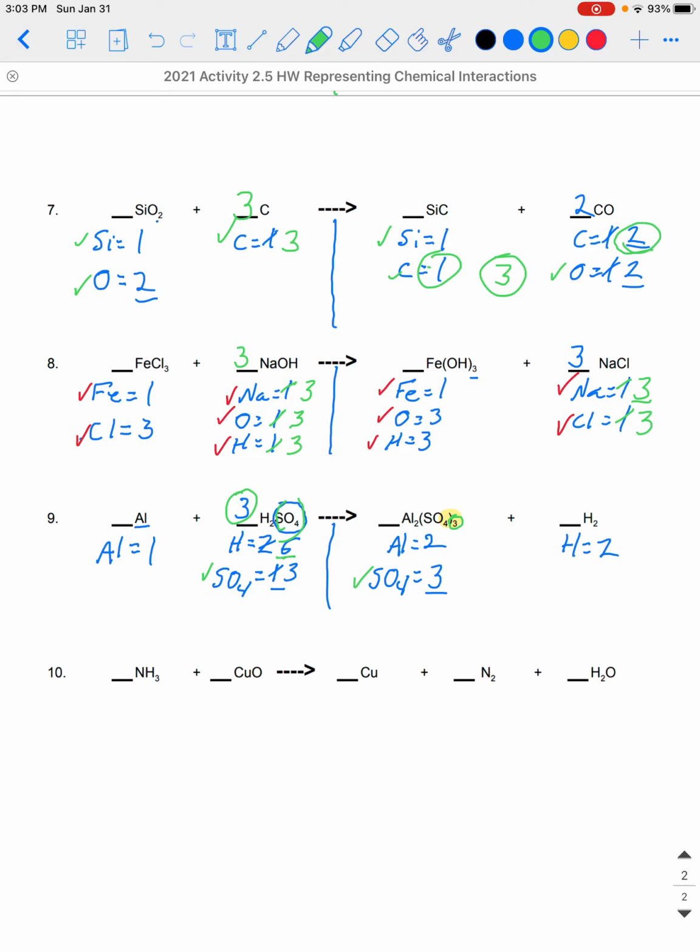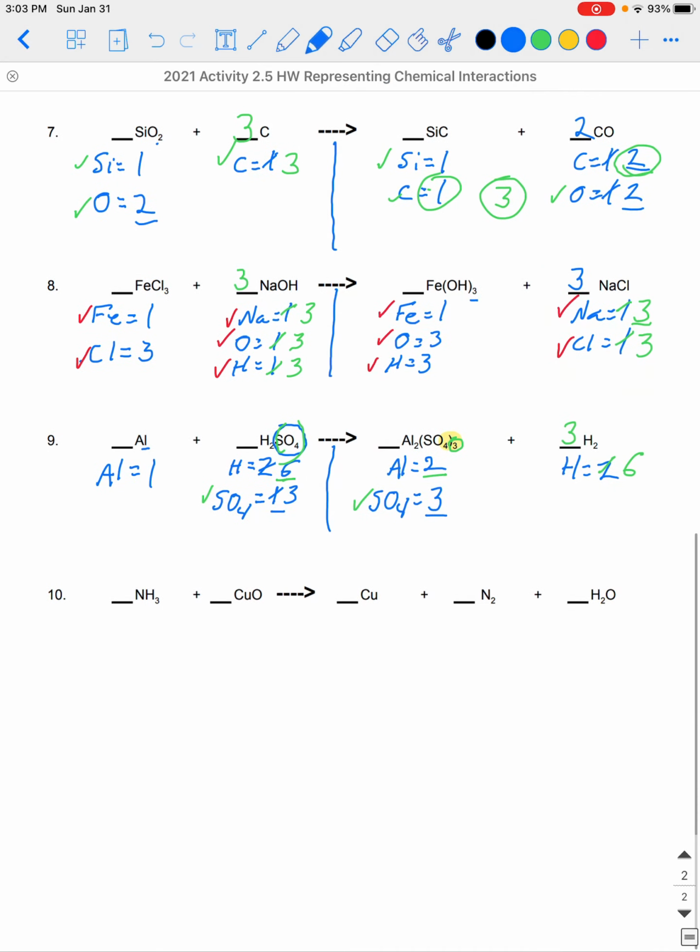I have 6 hydrogens here. 3 times 2 gives me 6 hydrogens there. And then the last thing I need to do is balance that aluminum. So put a 2 in front, and then I've got it. Let's clean this up so we can read it. So this is 2 aluminums. Two aluminum, 3 H2SO4, 1 Al2(SO4)3, and finally 3 H2.